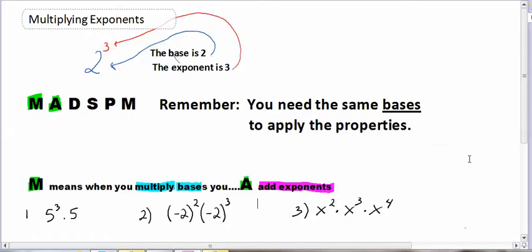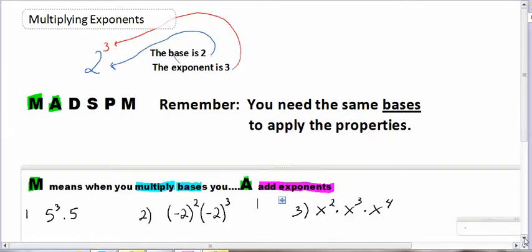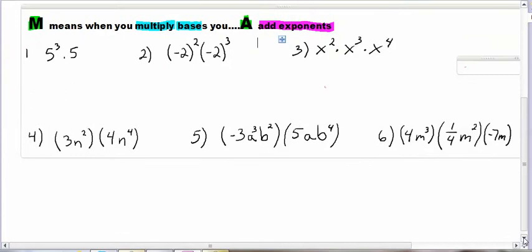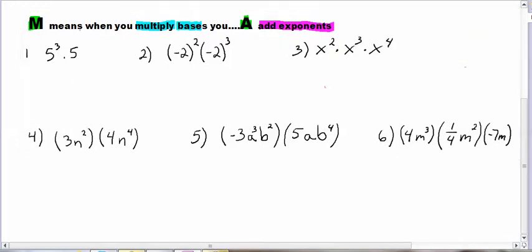Okay, now we're going to start with our notes. We look first, do we have the same base? I have a 5 and a 5. Yes, I have the same base. Now I'm going to add the exponents. I have a 3, and here it looks like I don't have an exponent, but I do. I have that invisible 1 again. You're just going to write the 5 down. I'm going to add the exponents. 3 plus 1 is 4. Okay? We're going to call that good.